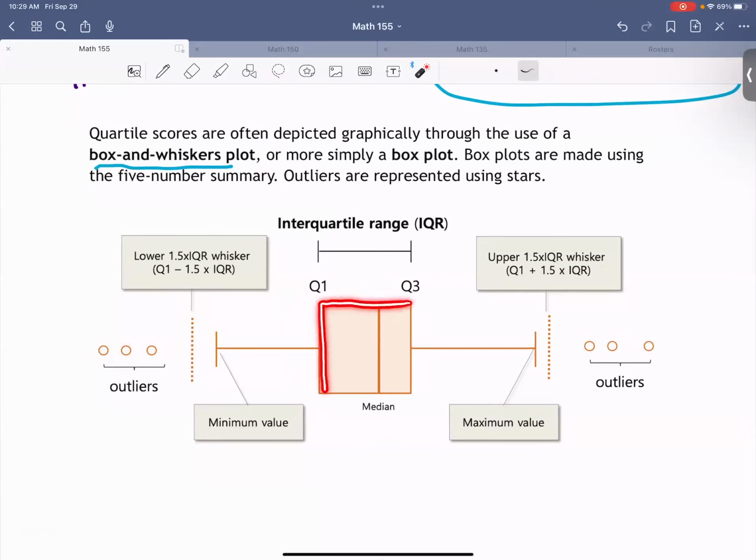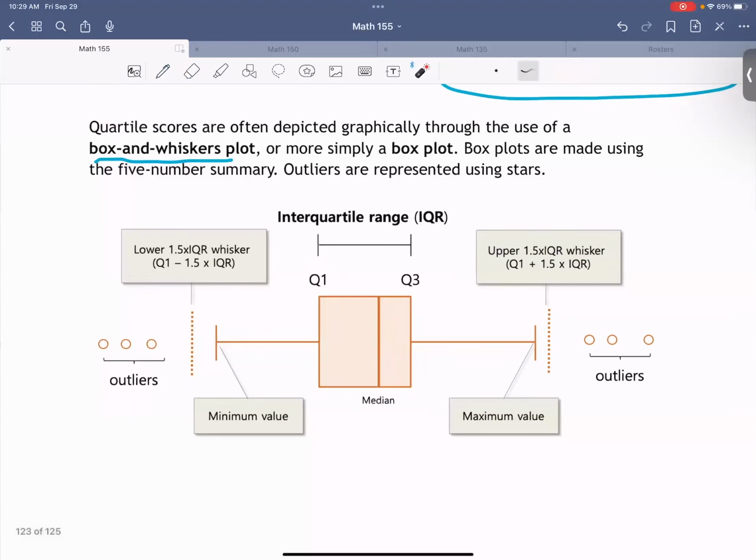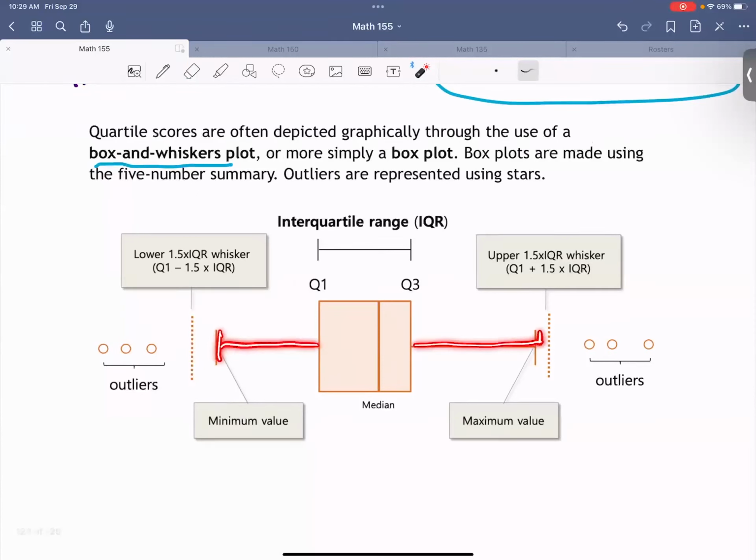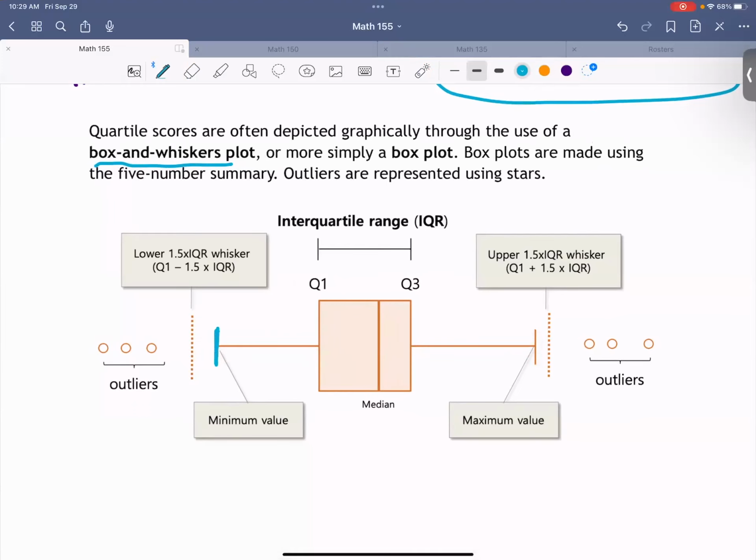If we focus in on the box part of the box and whiskers plot, all the vertical lines here represent the quartiles. Okay, so Q1 represents the outside of the box, Q3 is the other outside of the box, and the median actually goes right in the center of the box. Now, the whiskers are pretty easy. They represent the lowest and highest value, but it's not just the lowest and highest value. Since we're also plotting the outliers, this left whisker here represents the minimum value, but not just the minimum value, the minimum value that is not an outlier.